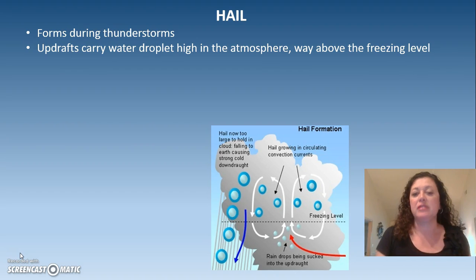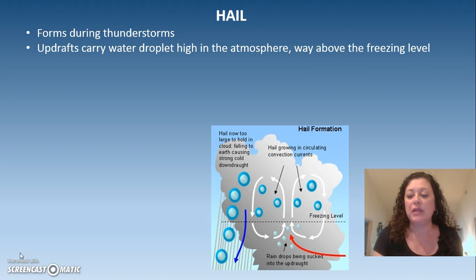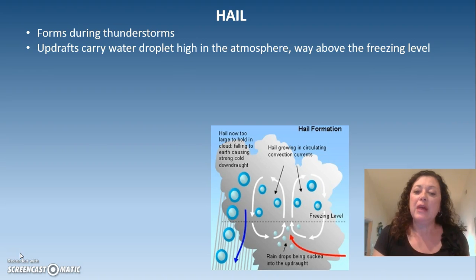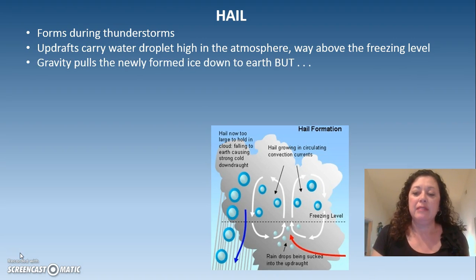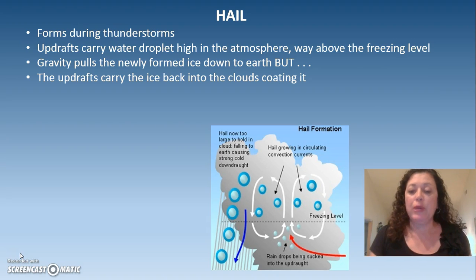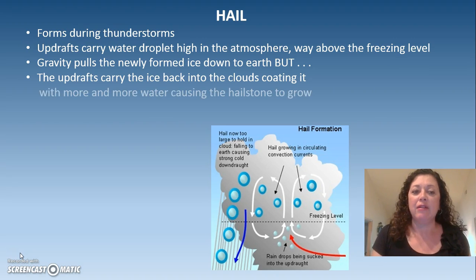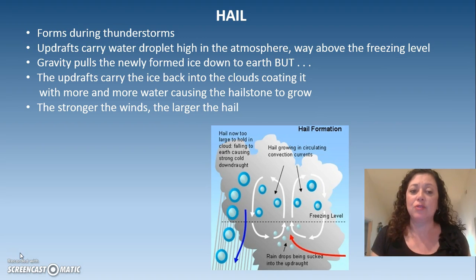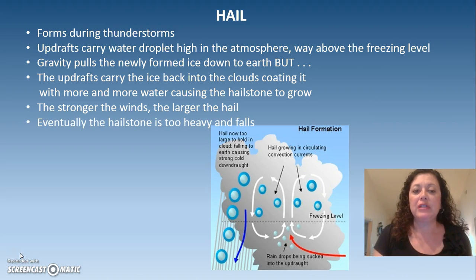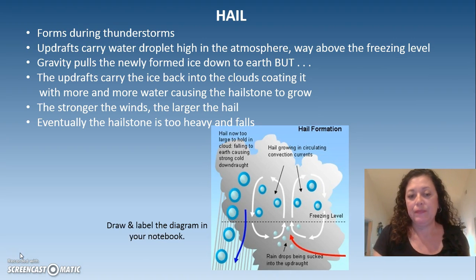It becomes little pellets of ice. Well, as that ice wants to fall because of gravity, the updrafts are so strong it carries that ice back up into the clouds over and over again. This process can take place many times before the hail finally falls. So if you think about the larger the hail, you have to know then the larger or the stronger the winds are, so the worse the storm is. So the gravity pulls the newly formed ice down. The updrafts carry the ice back into the clouds over and over again, causing the hailstone to grow. Of course, again, like I said, the stronger the winds, the larger the hail. And then eventually the hailstone is too heavy and falls.